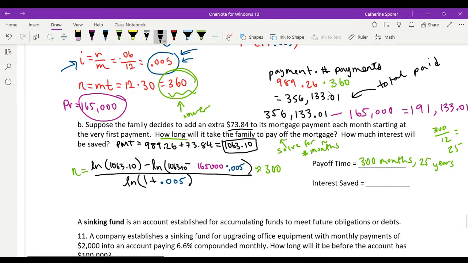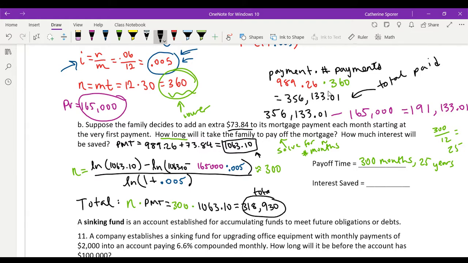So now to get the interest saved, we want to know, well, how much was paid over the life of this loan? So the interest that was paid, well, first we want to find the total that was paid. And we'll get that by taking the number of payments and multiplying by the payment. So that would be the 300 months multiplied by the value of the new payment, 1063.10. To get that the total amount that's paid is now $318,930. So that's the total. Whereas previously the total was this $356,000 number.